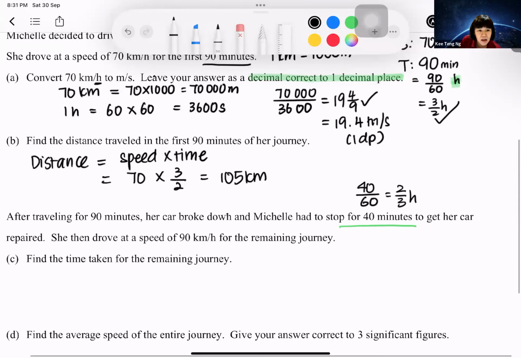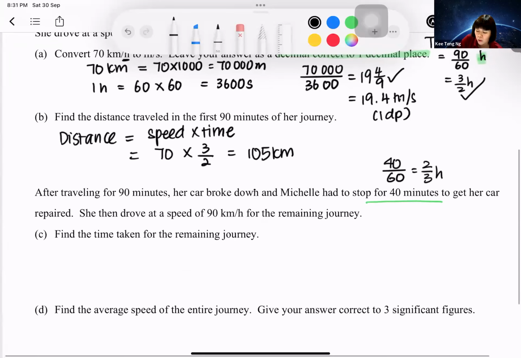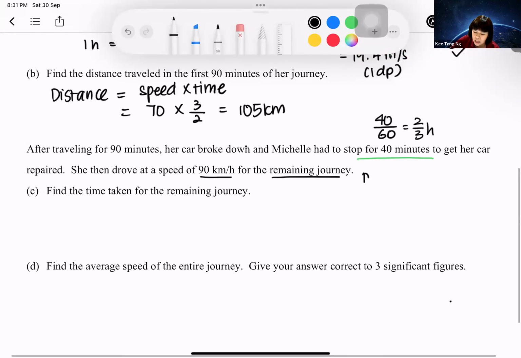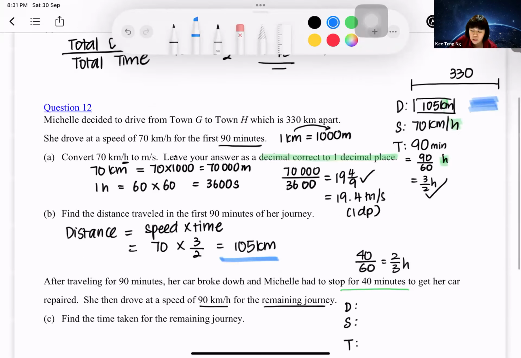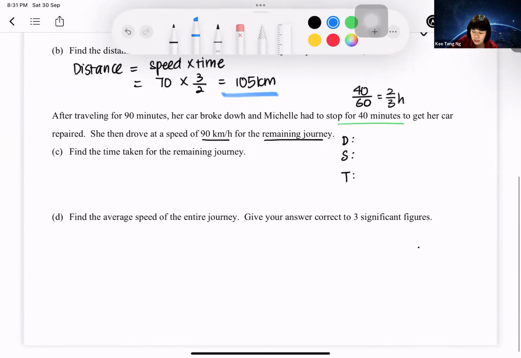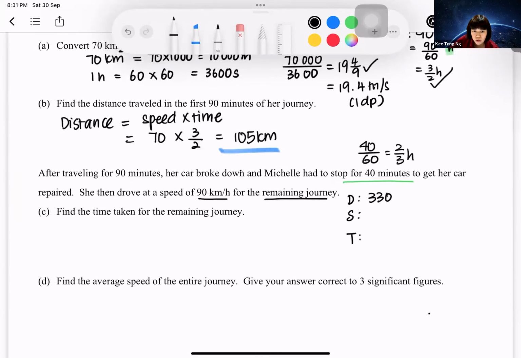Okay. Then after that, she got her car repaired. She drove at 90 kilometers per hour for the remaining journey. Let's update our information for the second part of our journey. Just now we traveled 105, right? The total distance was 330. What is the distance for the remaining journey? That will be 330.